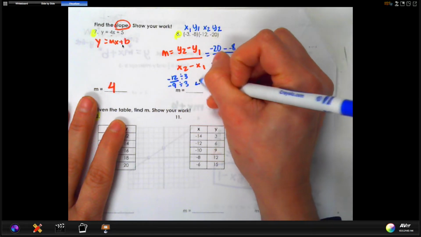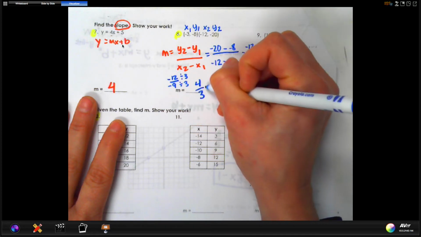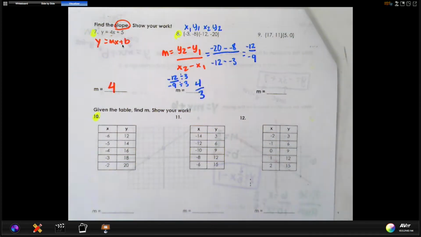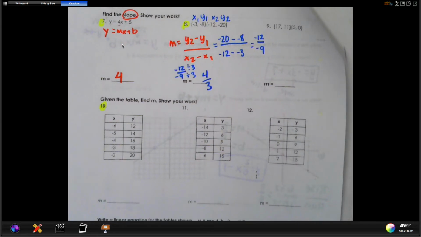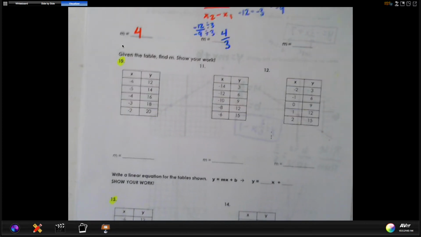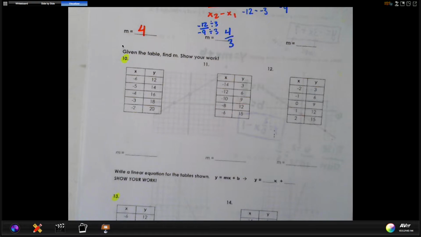We're going to get positive 4 over positive 3 as our answer for our m. Okay, wonderful. That's going to be our slope there. I'm going to leave number 9 for you to practice with. Number 10. It's, again, just finding the slope for this part. We'll get to the equation in a second.